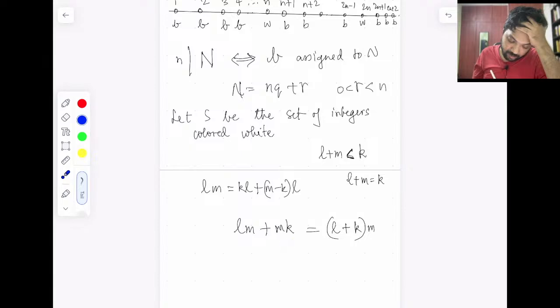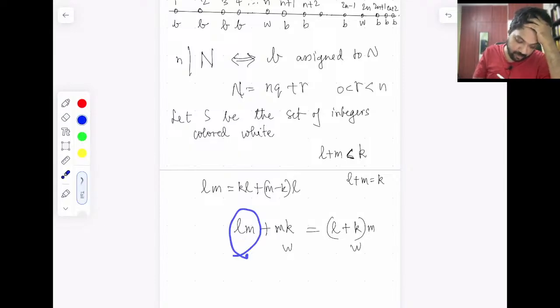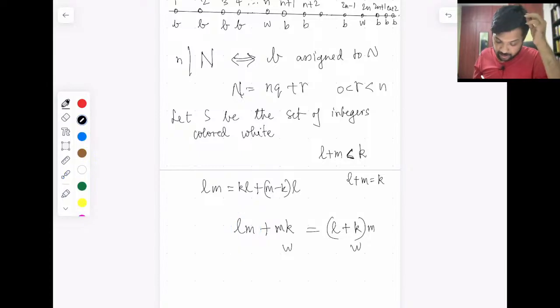So I mean, the contradiction proof will be something like this: this was black, this was white. The only way we'll get a contradiction is if we somehow know this is white and this is white. If this were black, it would be a contradiction, forcing LM to be white. That's how the proof should go. So let's reverse calculate now. MK must be white and L plus K into M must be white. We can try to induct on that, M less than something.